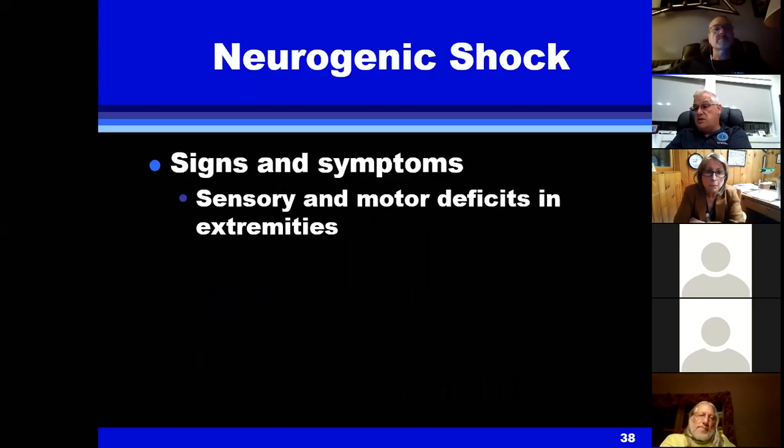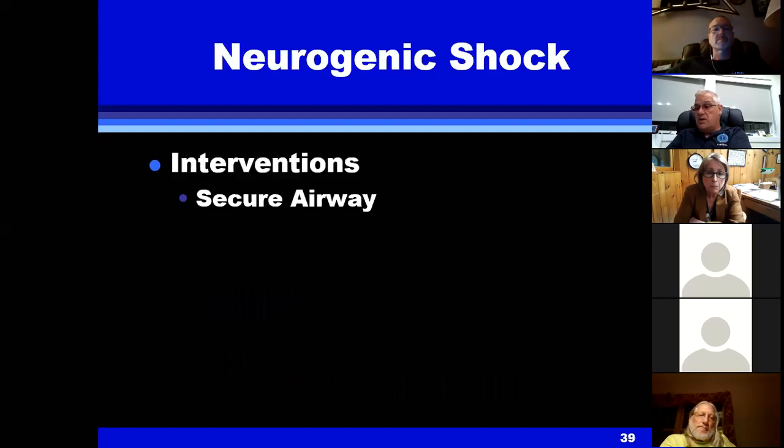Okay, again, they may have sensory and motor deficits from the paralysis, priapism, okay? It's actually spelled like the one on the right most of the time, even though I pronounce it with "prism," it's priapism. Okay, so what do we need to do?